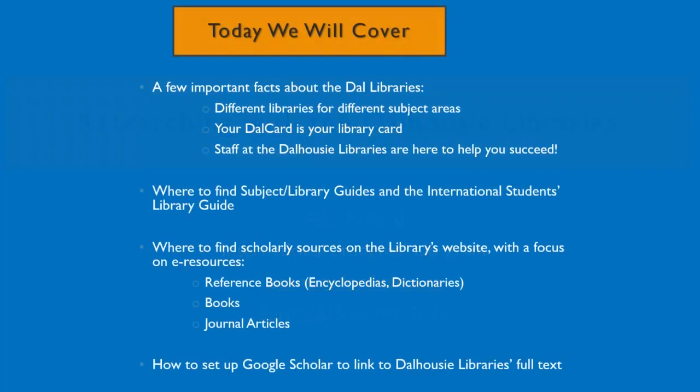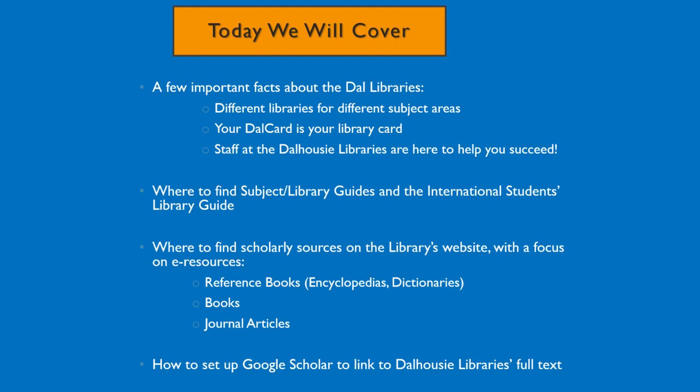Specifically, we will talk about a few important facts about the Dal libraries: that there are different libraries for different subject areas, that your Dal card is also your library card, and that staff at the Dalhousie Libraries are here to help you succeed. I'll show you where to find subject, also known as library guides, as well as the International Students Library Guide. We will talk about where to find scholarly, also known as academic sources on the library's website, with a focus on e-resources or electronic resources.